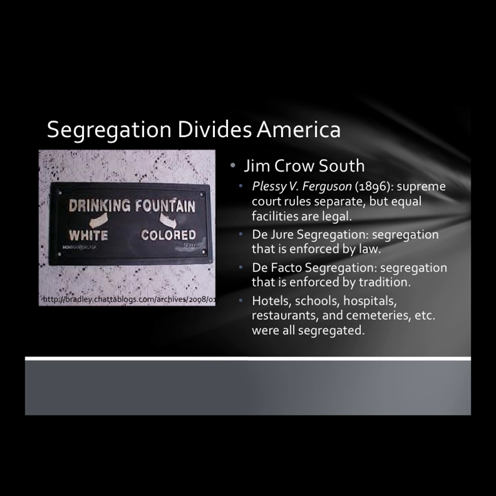Segregation divides America. After Plessy versus Ferguson in 1896, where the Supreme Court ruled separate but equal, segregation took hold in the South. There are two types of segregation, de jure and de facto. De jure segregation is segregation that is enforced by law. An example would be the Supreme Court case Plessy versus Ferguson, where it ruled separate but equal.